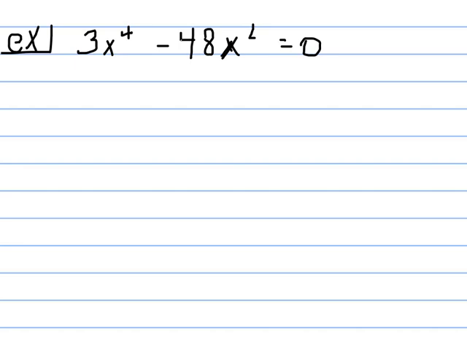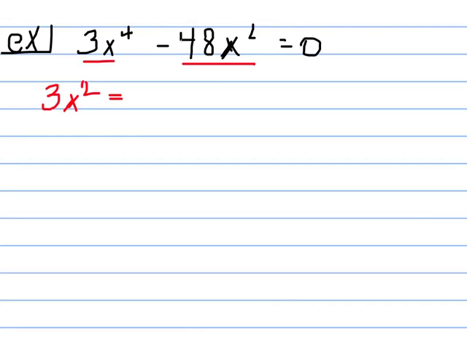So this one is a little different. If you notice, its highest degree is not 2 anymore, it is 4. So that means we can have at most 4 solutions. What we have to do first is factor any common factors. Between these two, they both have a factor of 3, and they both have a factor of x squared. So let's factor out 3x squared from both of those.